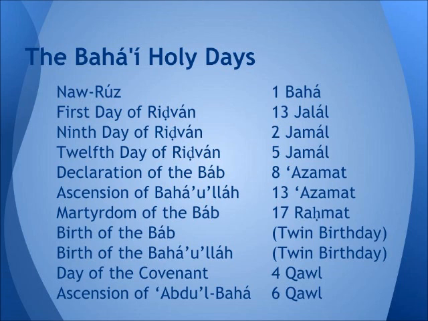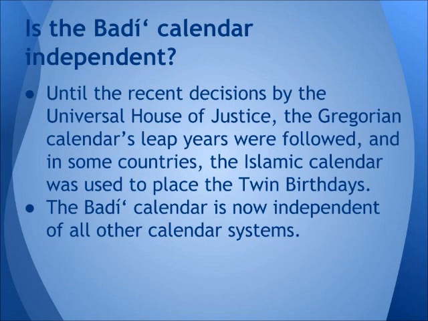Birth of the Bab and the birth of Baha'u'llah are twin birthdays, and these will be celebrated at different dates depending on the year. These are published in advance, and we'll have some links to show you where to find this information if you need it. Okay, so the Day of the Covenant is on 4 Qawl, and Ascension of Abdul Baha on 6 Qawl.